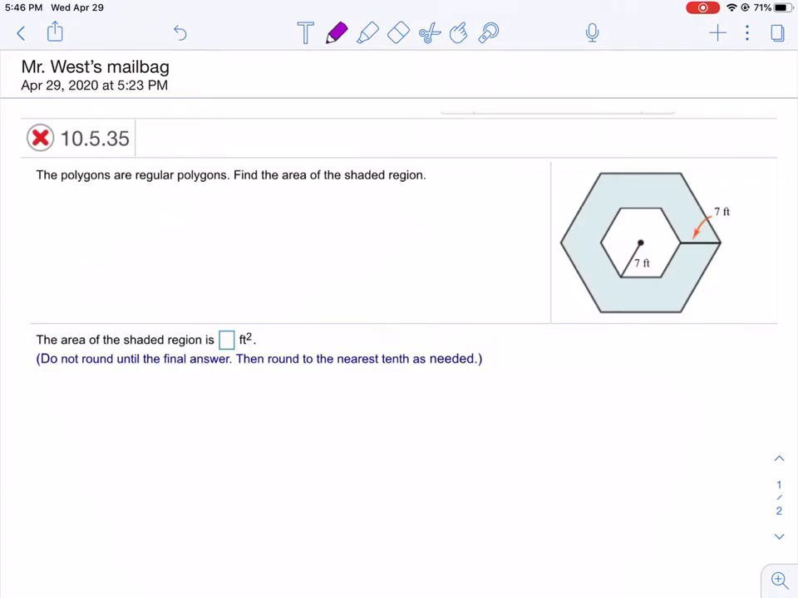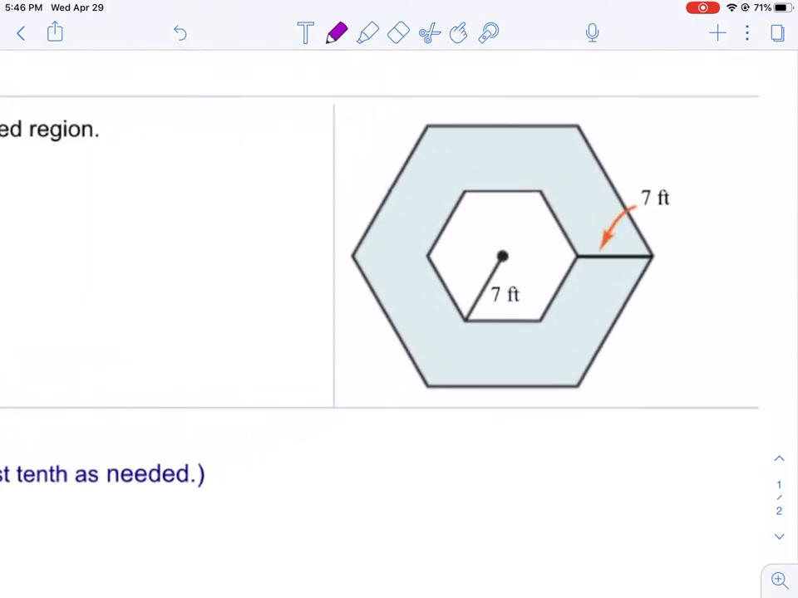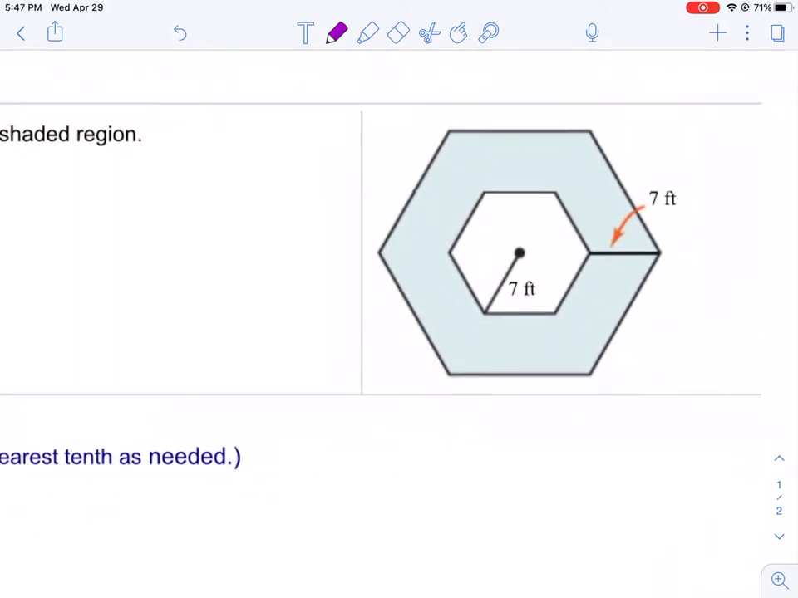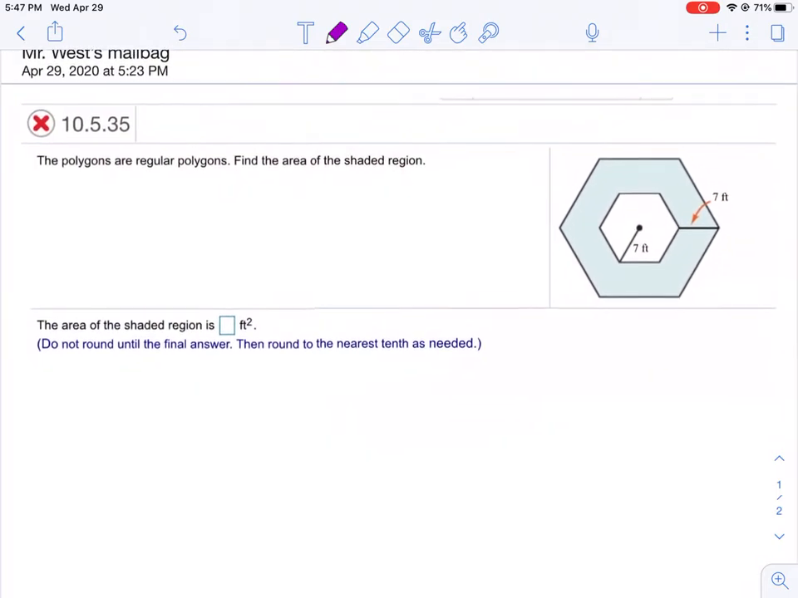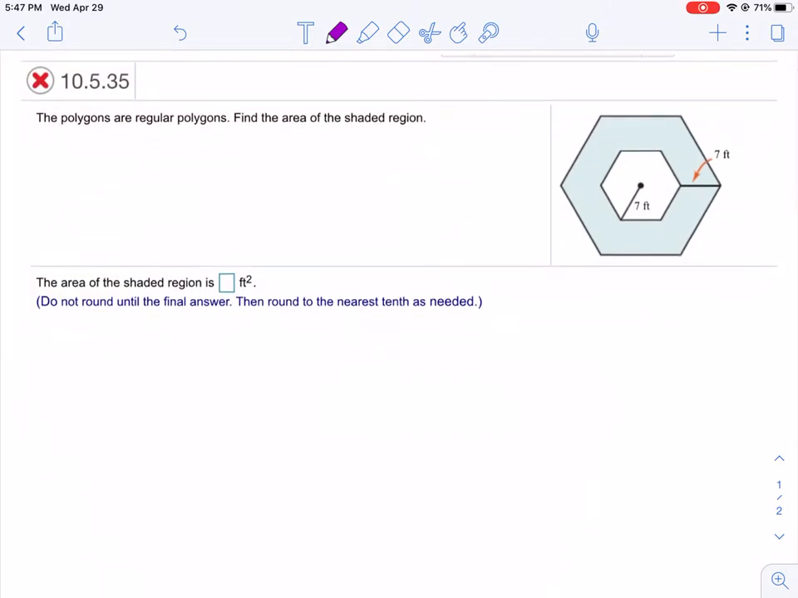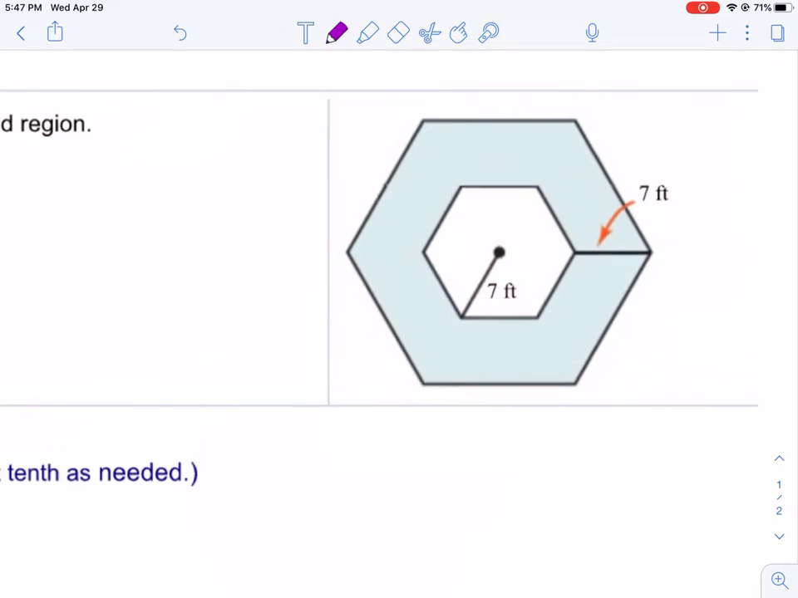I received an email from a student asking how to do this geometry problem, so I'm going to show how to explain it. And if you ever have a problem yourself and you need some help answering it, send me an email with the image and I will do my best to answer it in a video for you. So this problem is talking about regular polygons and asks us to find the area of the shaded region.